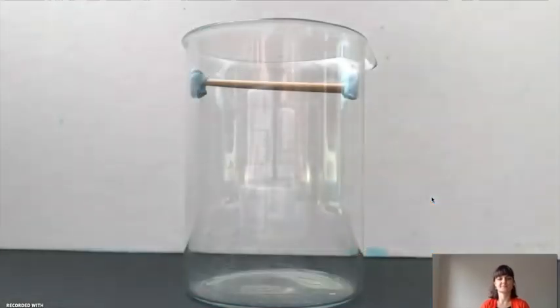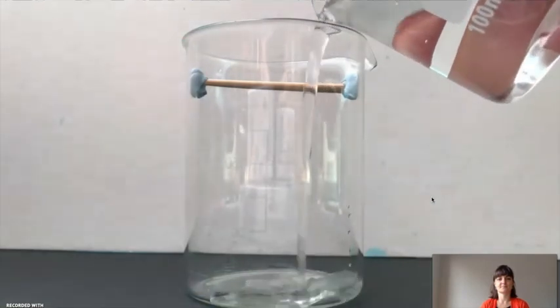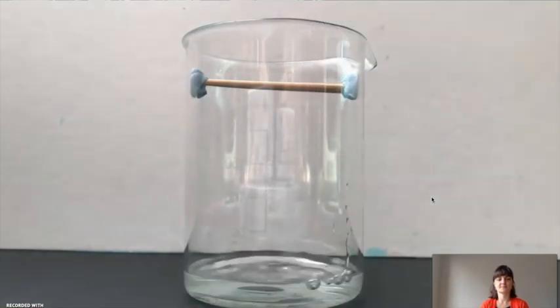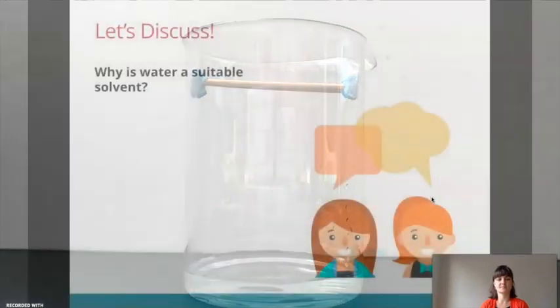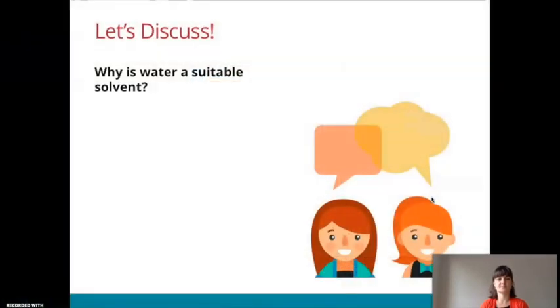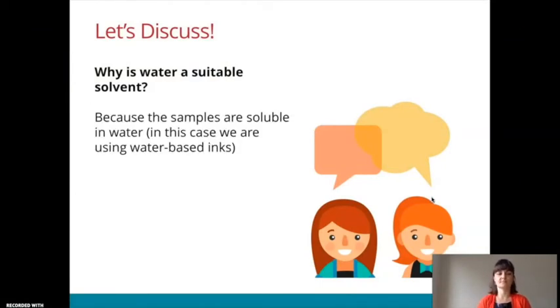To begin, we first add a small amount of a suitable solvent to the beaker. In this case, why do you think water is a suitable solvent? The choice of solvent depends on the type of sample we are using. In this case, as we are using water-based inks, water is a suitable solvent because the inks are soluble in water.